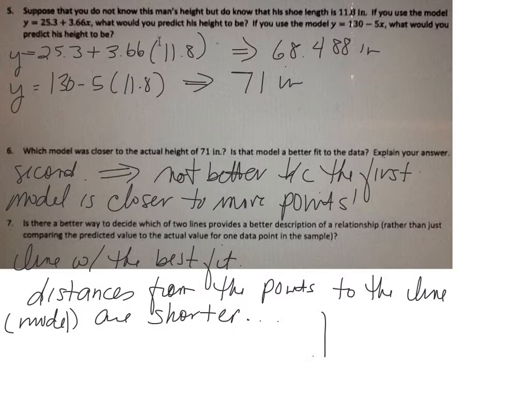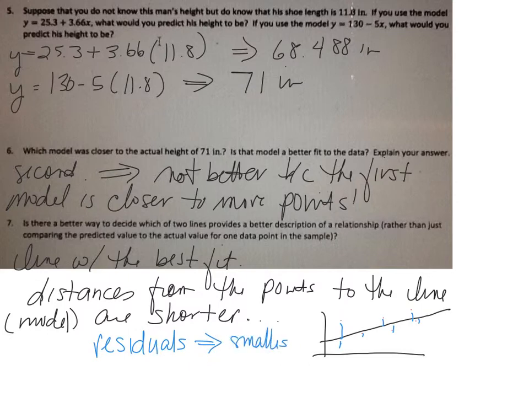So as you look at your graph and you have your points and then you have your line, we would actually measure the distance from the point to the line, and the line that has the smallest total distance is actually the line of best fit. These are called residuals. All of those blue distances are the residuals. You want the smallest total residual to get your line of best fit.